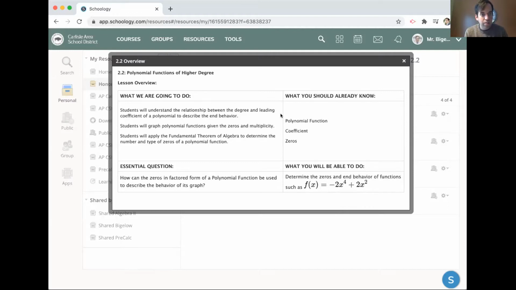Students will apply the fundamental theorem of algebra to determine the number and type of zeros of a polynomial function. And the essential question today is, how can the zeros in a factored form of a polynomial function be used to describe the behavior of its graph? And all of this will become clear as we do a couple of examples. So I'm going to pause this really quick and get the notes ready.